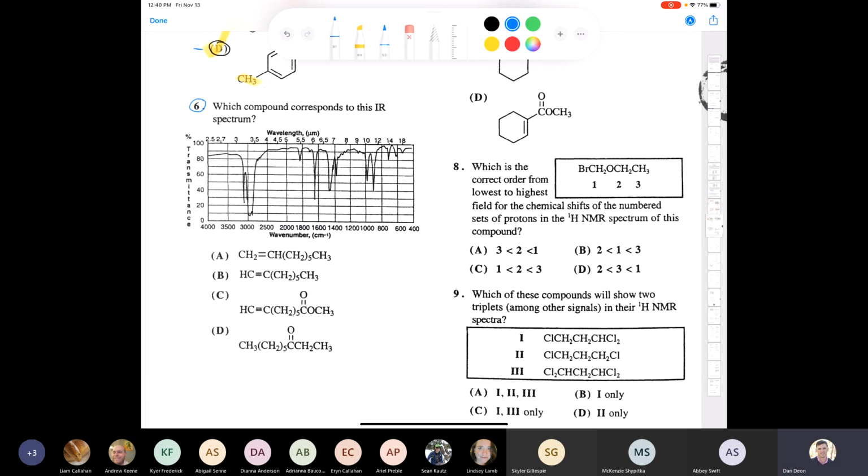Does anybody have an idea about this one? Somebody says D. Somebody else says C. Well, there's a couple signals that I notice here. Okay, I got a bunch of different answers. What if I circled this signal here, which is quite pronounced this time, and this signal here?